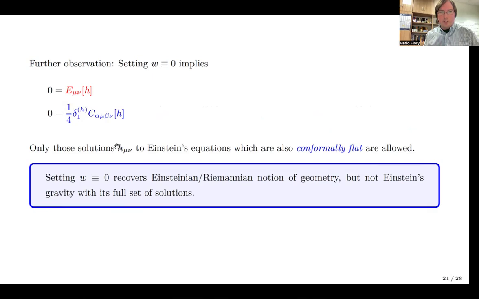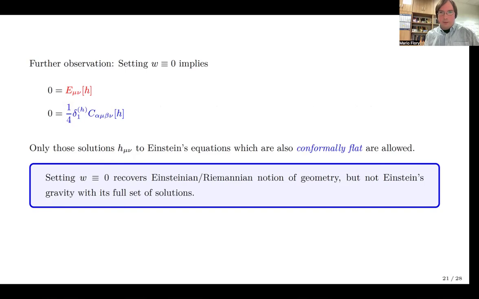So for this set of equations, only those solutions, H_μν, are valid solutions that satisfy both Einstein's equations and which are conformally flat. And that's kind of interesting because it means in this limit where we go back to Riemannian geometry, we do not reproduce Einstein's equations and their full set of solutions. Especially a lot of really interesting solutions that we usually work with in AdS/CFT, like black branes, for example, would not be allowed as solutions to this set of equations anymore because they're not conformally flat. So that was a bit worrisome to me, and I think it's very interesting.